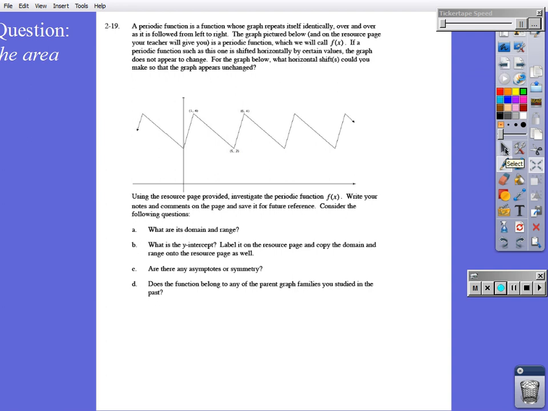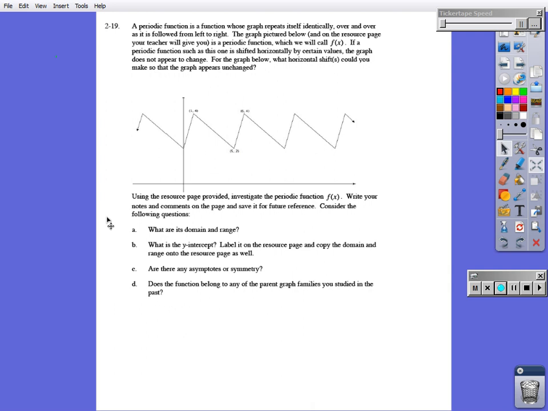lesson here deals with a new topic called period of a function, and that's what we're going to take a look at next. So a periodic function is a function whose graph repeats identically over and over, and it follows a pattern basically from left to right. The graph picture below is periodic. You have never graphed these before, so this will be your first time taking a look at periodic functions.